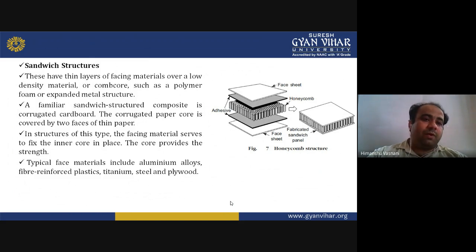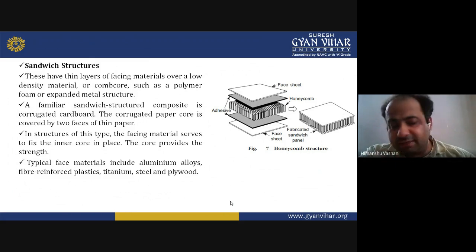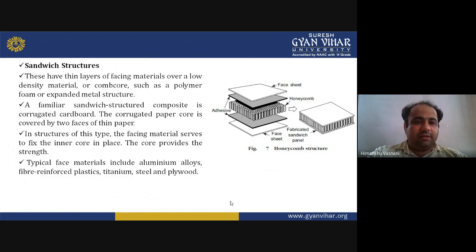So the core provides the strength. I repeat, understand this thing. In structures of this type, the facing material serves to fix the inner core in place. So the core provides the strength. Now, typical face materials include aluminum alloys, fiber reinforced plastics, titanium, steel, plywood.